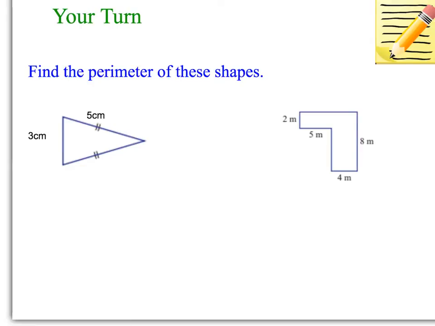Okay, now this is your turn. I want you to pause the video and work out the perimeter of these shapes. Okay, so hopefully you've worked out the perimeter of these shapes by just adding up the sides. So I'll show you the answers. So we've got the perimeter of this shape, obviously 3 centimetres, 5 centimetres, and this one's the same as this one, so it's 5 centimetres.